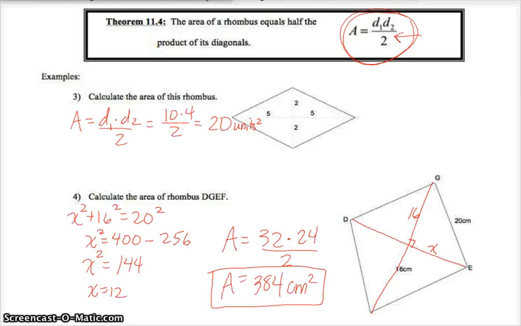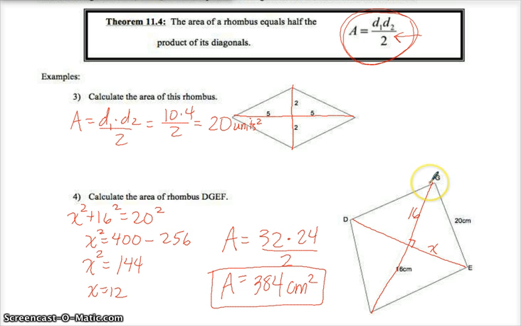Okay, so number 3, it's a pretty basic question. You can see the diagonal. This is 2 and 2, which means one diagonal has a total length of 4 units. The second diagonal is 5 plus 5, which has a total length of 10 units. Therefore, we multiply 10 times 4, divide it by 2. You should get 20 units squared. Pretty straightforward. Number 4 is a little bit more complicated.